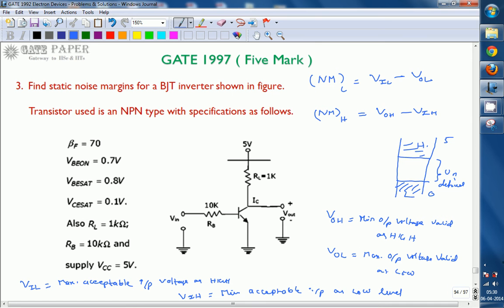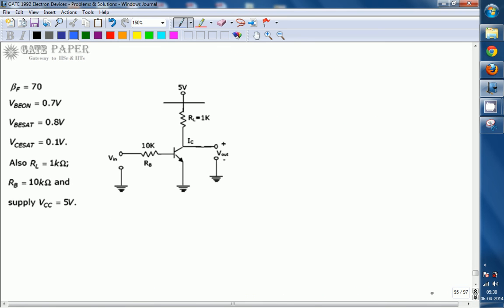So we will see how to calculate these values for the given diagram. First of all, assume that the inverter is given the voltages V0, which is 0 volts, the low level voltage, and V1, which is VCC, that is 5 volts. We can apply these.